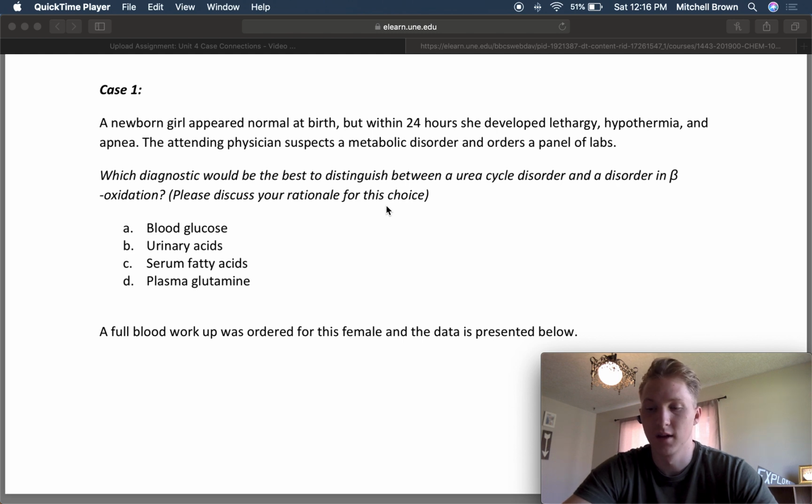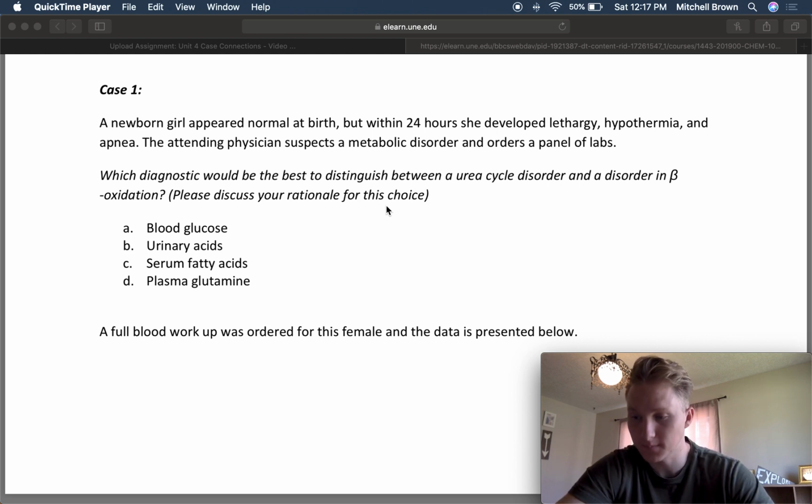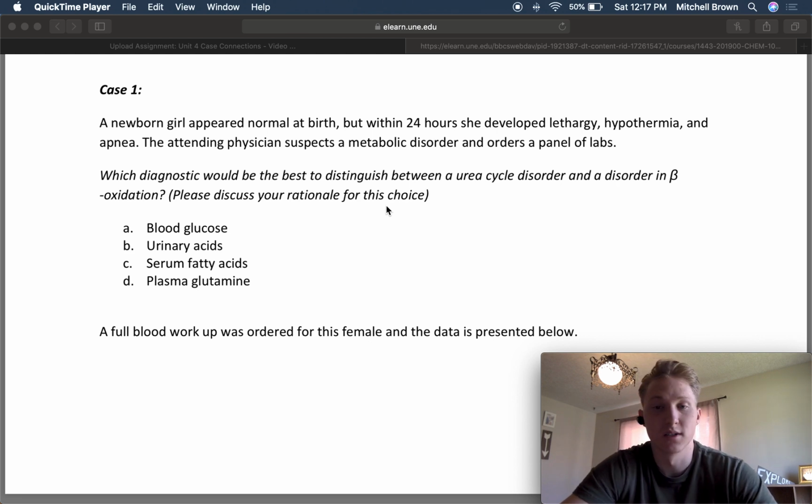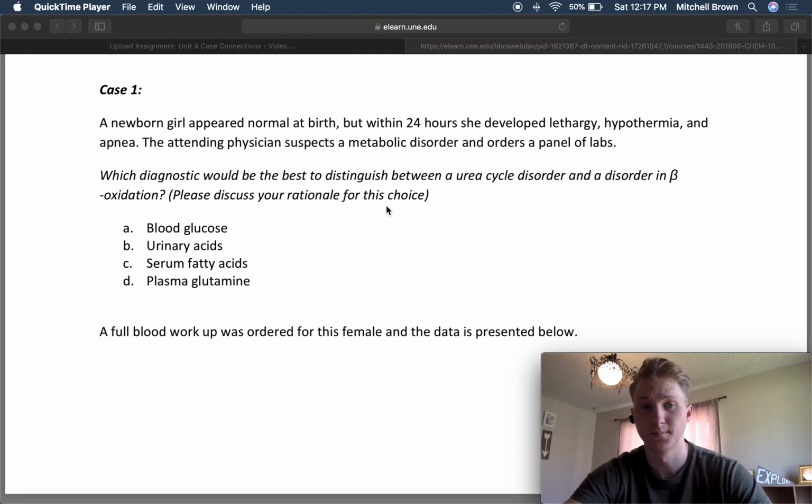Second, the test of urinary acids. In the urea cycle disorders, we will see elevated levels of citrulline, arginine, and ammonia. We can also see increased levels of uric acid. So using a urinary acid test, we can detect these 4 different acids that would then be present in the urine. So the urinary acid test is great at detecting disorders in the urea cycle.